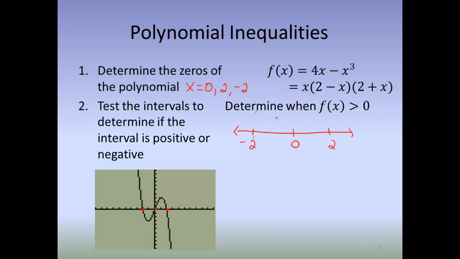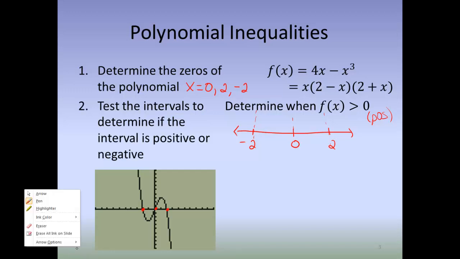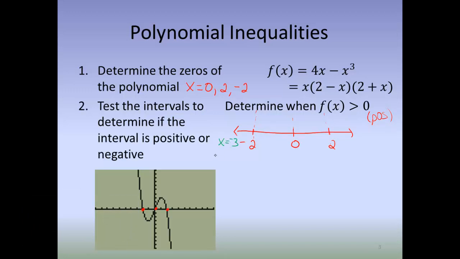And this time I've created more than 3 regions. I have 4 regions. And I want to look where this thing is greater than 0. In other words, where is this positive? I can use the graph to help me, and I can also test it numerically. So numerically, on this side, if I test x equals, say, -3, and I plug it in, 2 minus -3, 2 plus -3, I'm going to get a negative times a positive times a negative. It is going to get a positive. Just like on the graph, it's above the x-axis, so it's positive.